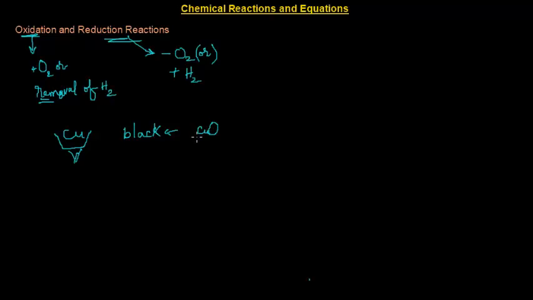How is copper oxide formed? Copper oxide is formed due to the oxygen present in the air. You have air here, right? All this air contains oxygen. On heating, copper and oxygen combine to form copper oxide. That means oxygen is getting added to copper. So this is known as oxidation reaction. This is happening in presence of heat. When you are heating it, this is happening.